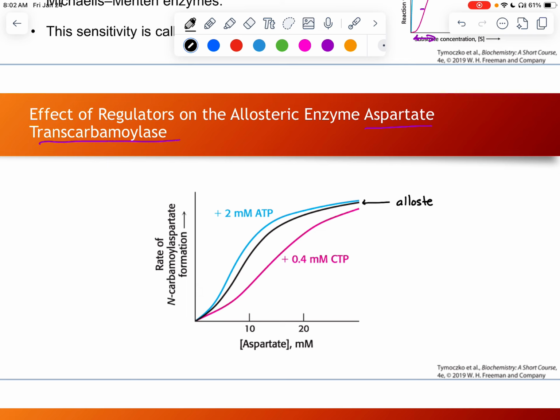So we have the enzyme, we start adding some of our aspartate, and we see this, and I know it's an allosteric enzyme because I get that sigmoidal shaped plot. But now it turns out that there are these other effectors, okay, CTP, ATP, that affect how well or how fast this enzyme works. We can see that when we add ATP, it speeds up, right? We need lower substrate concentrations to get the same velocity. So this one would be a positive effector.